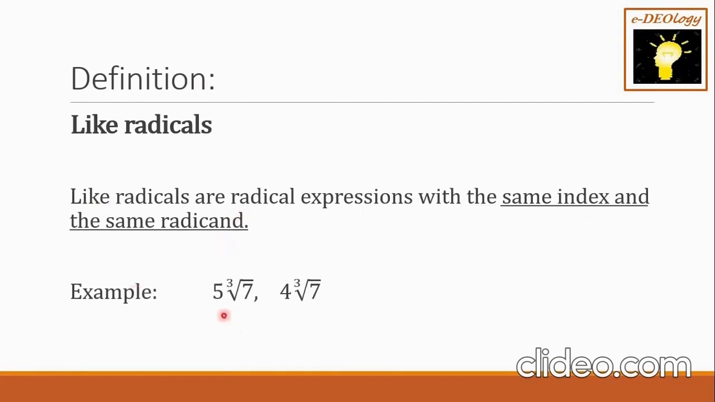Example, 5 cube root of 7 and 4 cube root of 7. So, we see here the radicands are both 7 and the indices are both 3. So these two radicals here are like radicals. Take note, we don't care about the numerical coefficients.